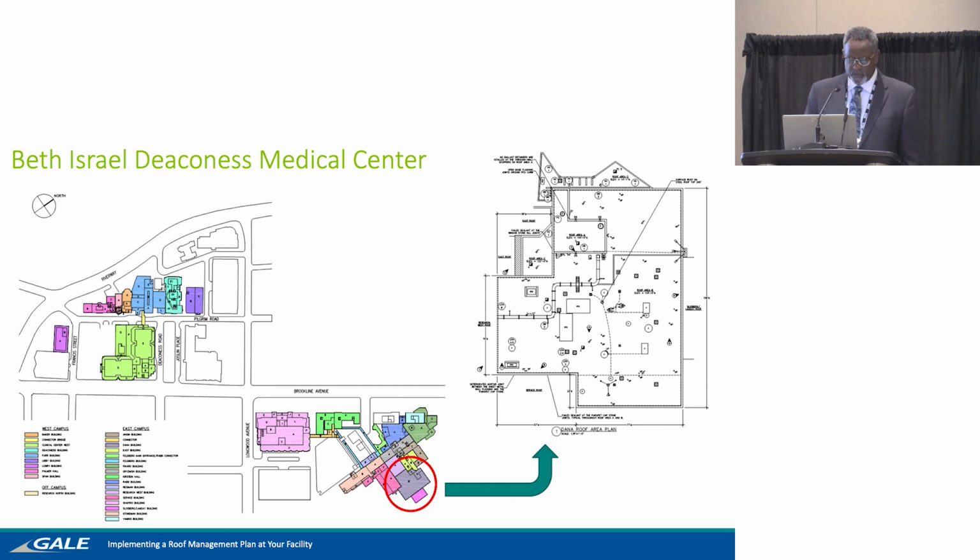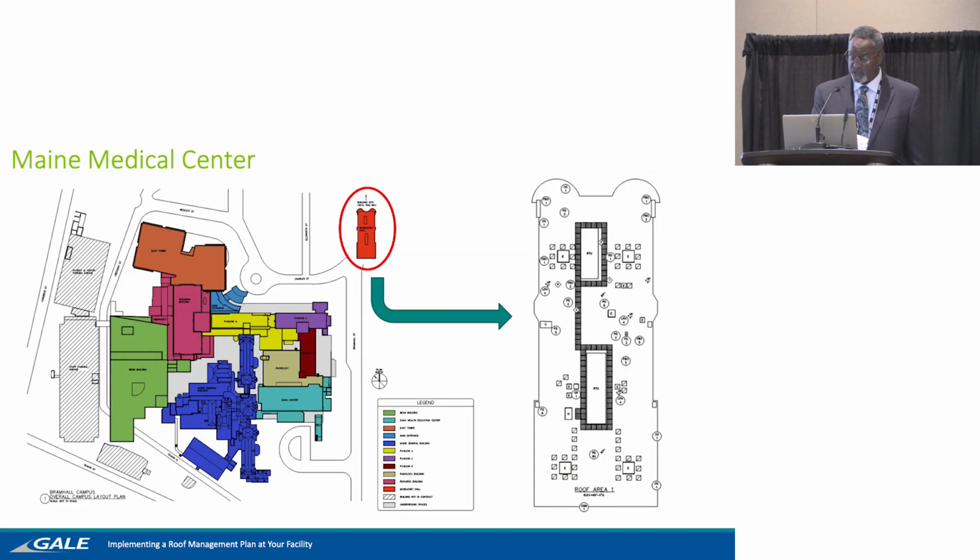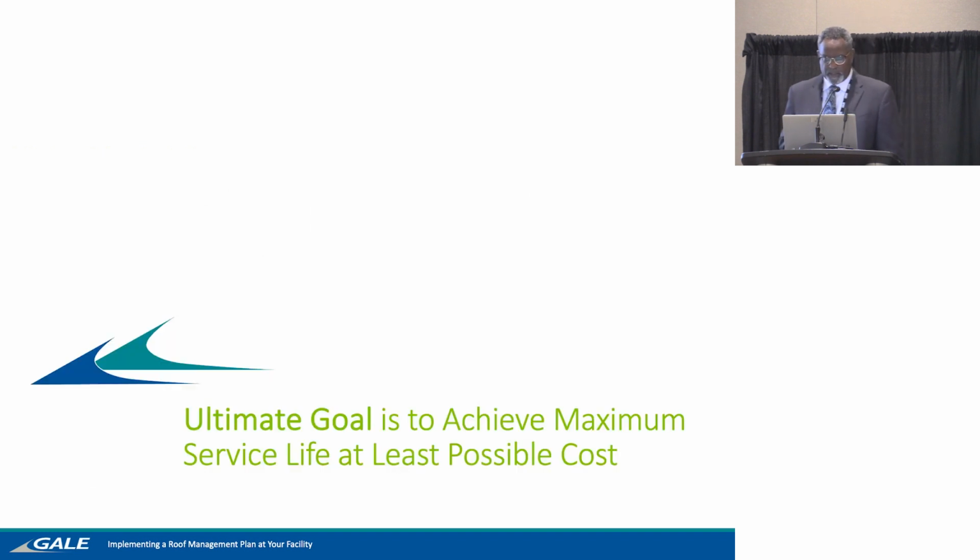We showed something similar to this already, just showing pictures worth 1,000 words, the severity of these. A medical facility, access could be a problem here, but that's a lot of square feet of roofing. It shows here again the blue areas, looks like the blue areas are the main buildings that require, that's their priority list basically. So the ultimate goal is to achieve the maximum service life with the least possible cost, right? You've got to extend the roof and do it with the least possible cost.